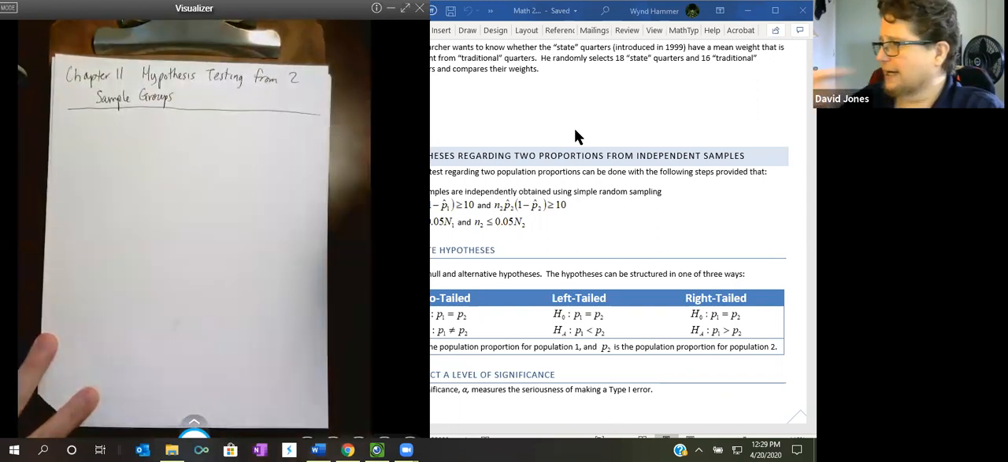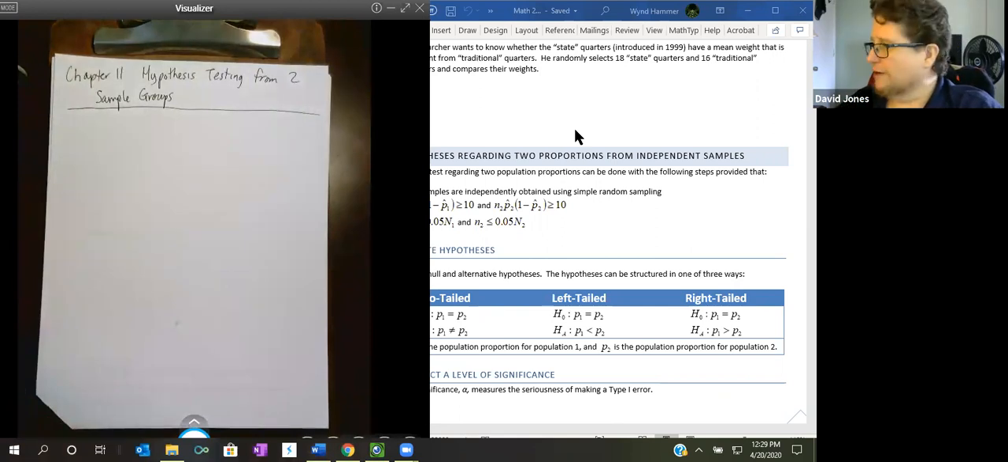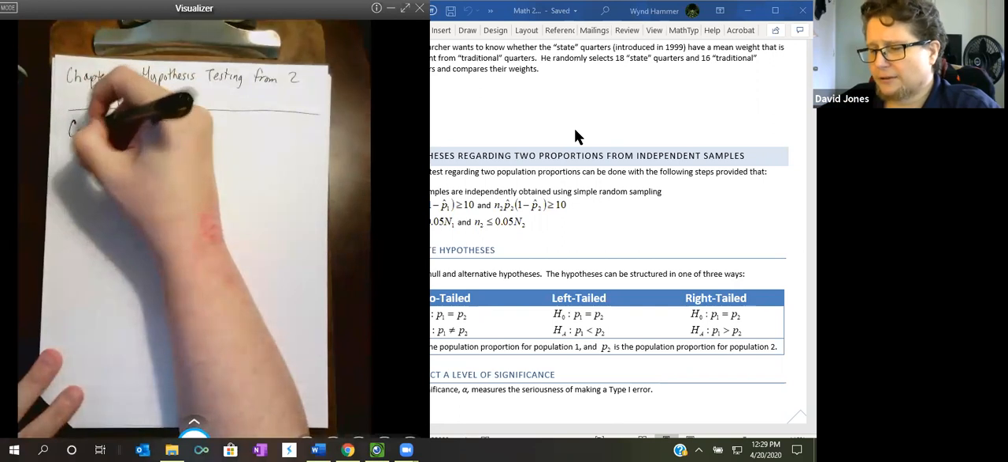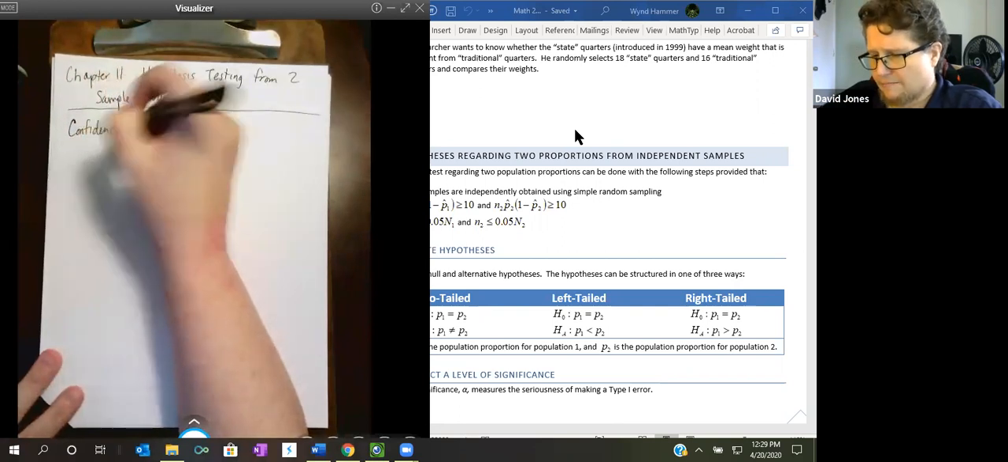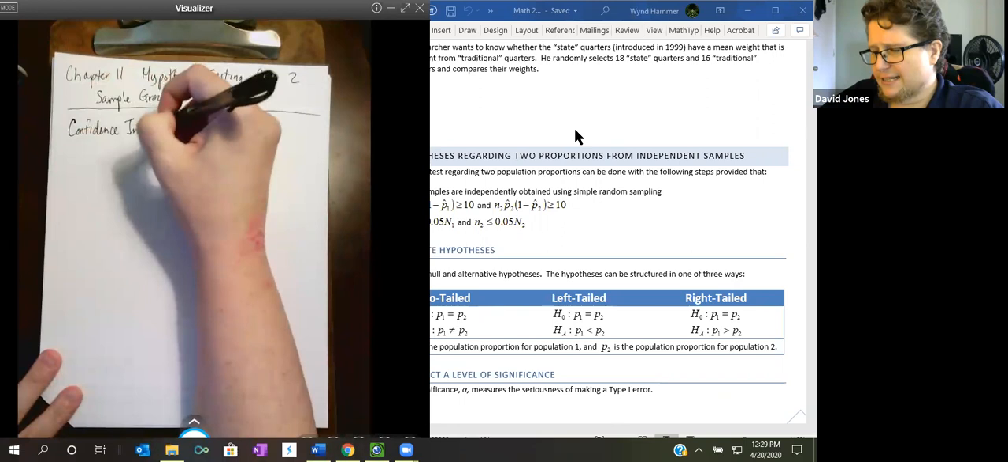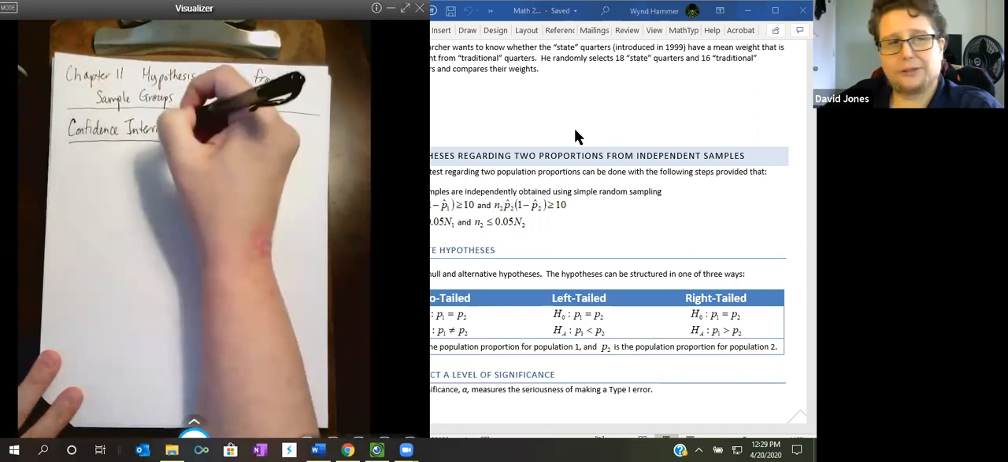Now, before we dig in, I want to just do a quick refresher, see what you remember. What is a confidence interval? Stop and think, pause the video for a second, see if you can put into words what a confidence interval is.